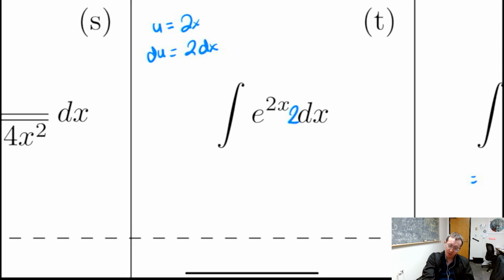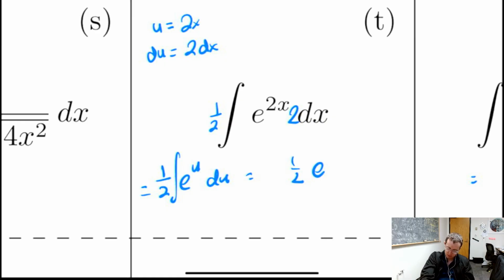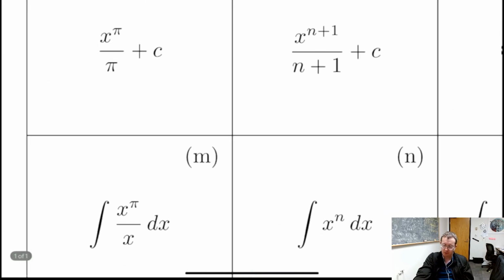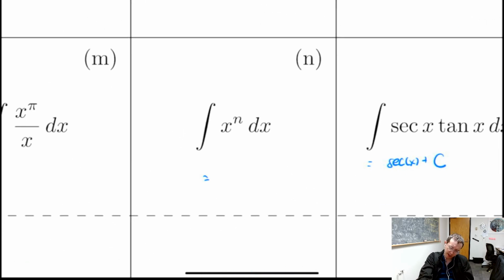Once again, I wish I had a 2, so I'll add 1 in, and I'll also multiply by 1/2 to cancel it back out. But I end up with e to the u du, and an integral sign. Integral of e to the u is e to the u. There we go. 1/2 e to the 2x plus c. x to the n. We already wrote this down. That's x to the n plus 1 over n plus 1 plus c.